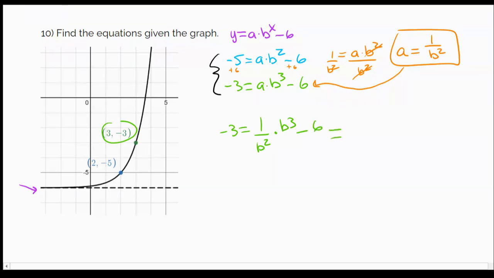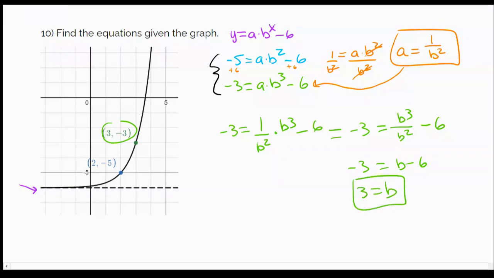In this one here, I'm going to have -3 equals 1 over b squared times b cubed, minus 6. Just to make that look prettier, I have -3 equals b cubed over b squared, minus 6. And now from here, b cubed over b squared simplifies to just b. So -3 equals b minus 6. I add 6 to both sides, and my b value is 3.